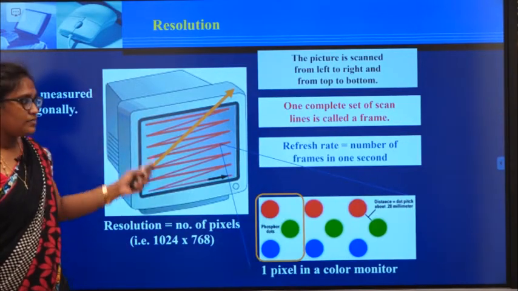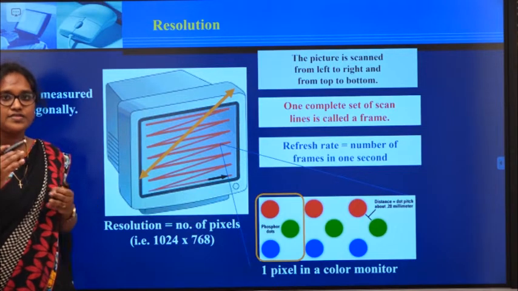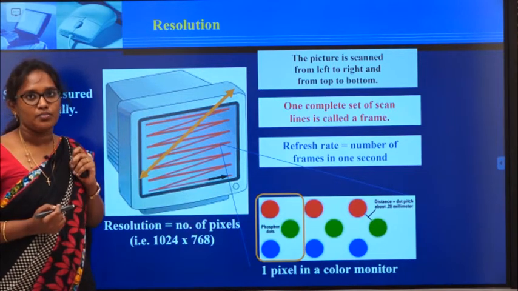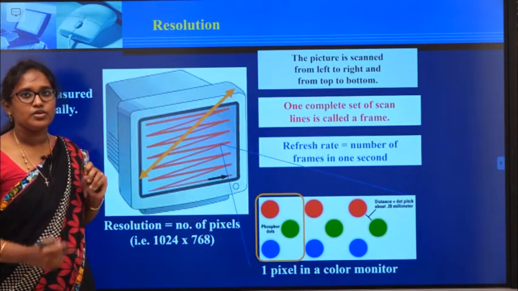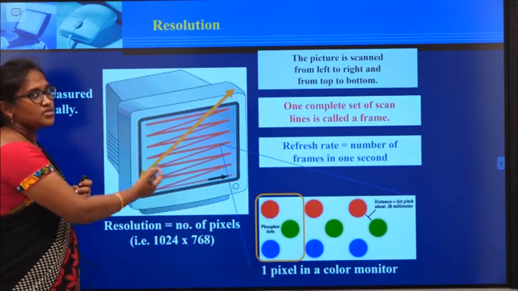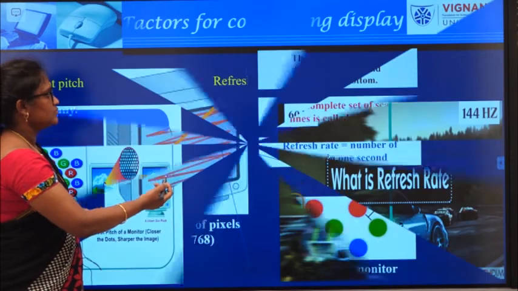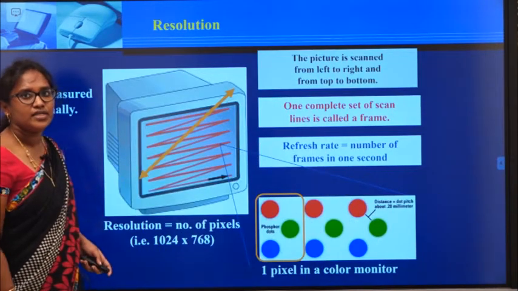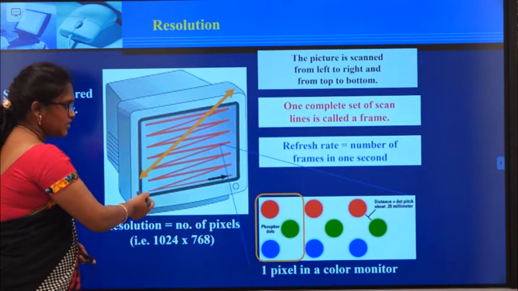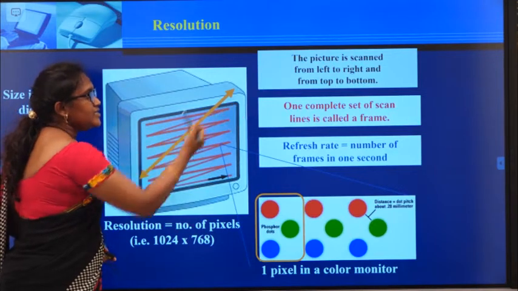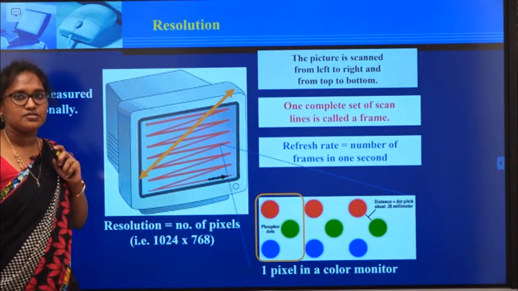When you observe the monitor, if someone asks you what the size of your monitor is, how do you measure it? The first thing you have to keep in mind is that you measure the size of your monitor diagonally. Whenever you are measuring the size of your monitor, the diagonal inches will be considered the size of the monitor. So that is the first basic point.